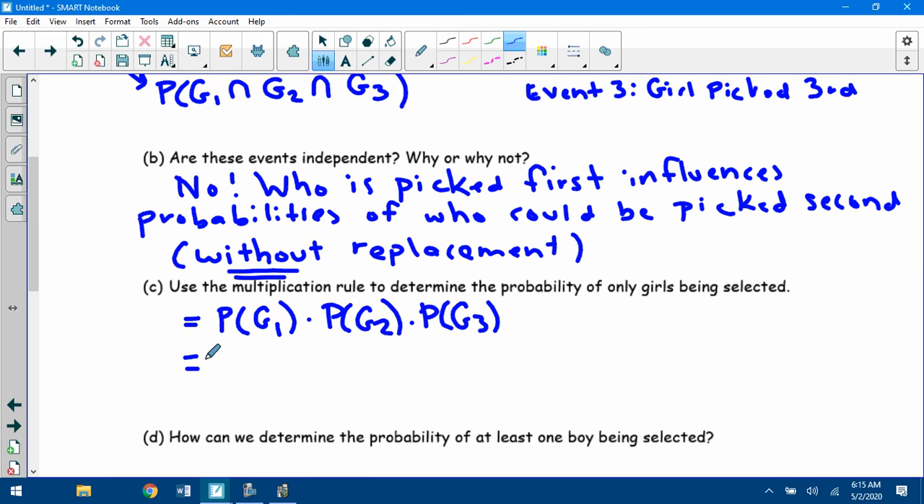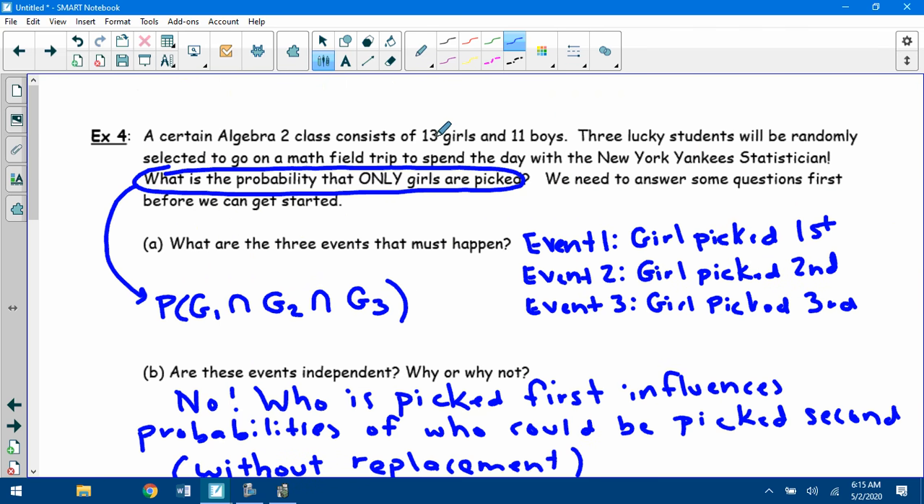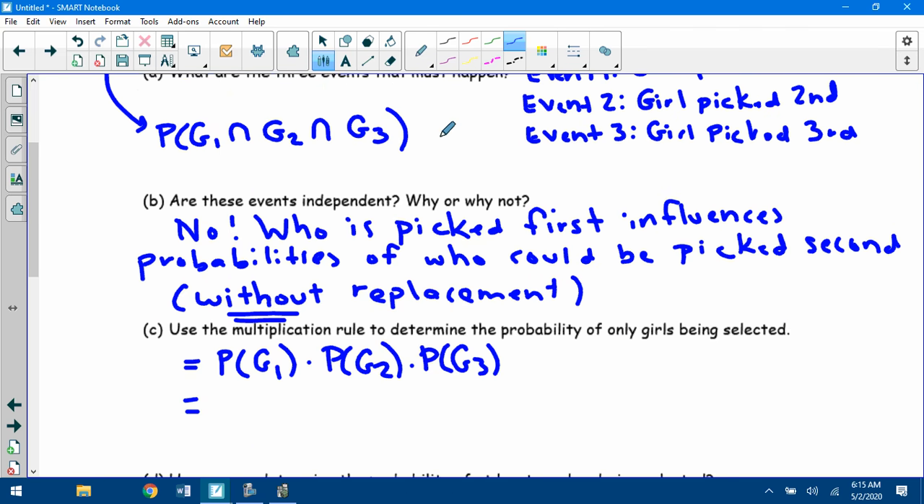The probability the first person picked is a girl is 13 out of 24. But now the second one isn't 13 out of 24 again. There's one less girl and there's one less student. So now it's 12 out of 23. And the last one is, right, 11 out of 22.